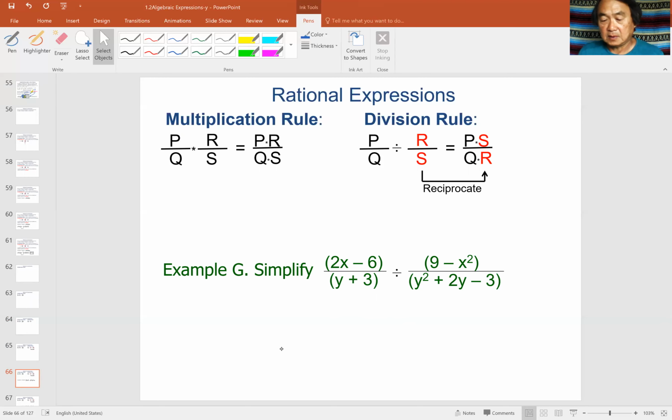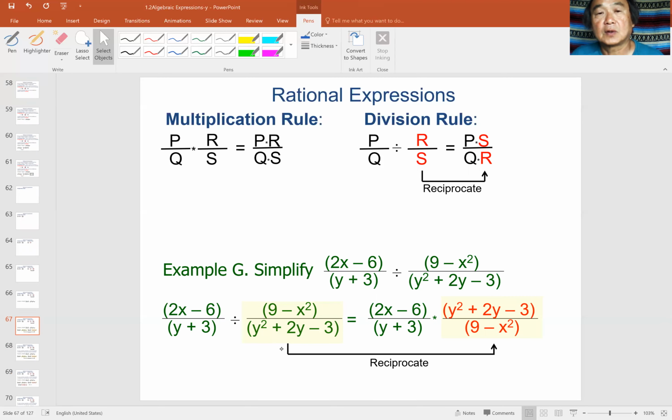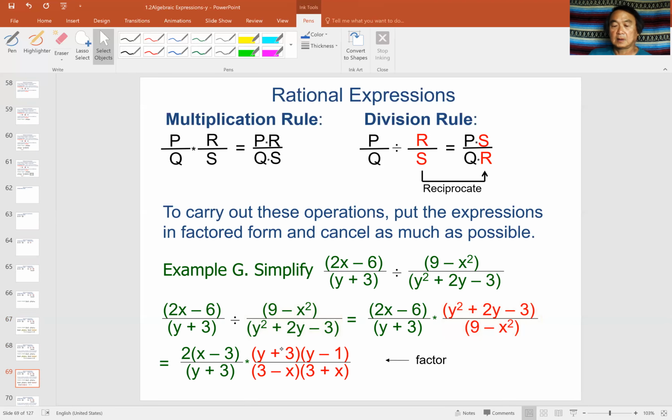In other words, first write it as a multiplication problem. Next, do not multiply. Factor, actually break it up into little parts. And then you cancel. Then you look over the factors that are the same and cross things out.